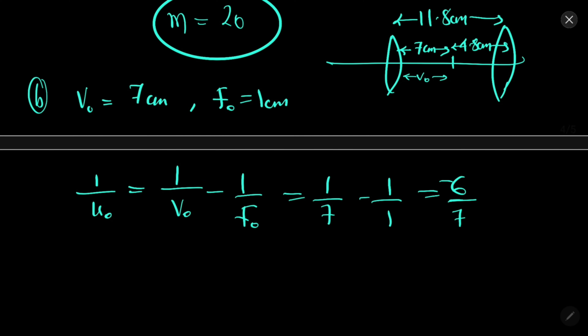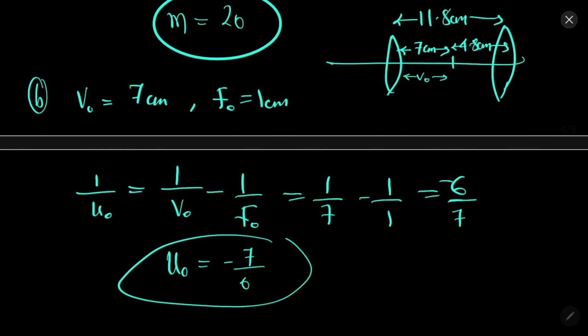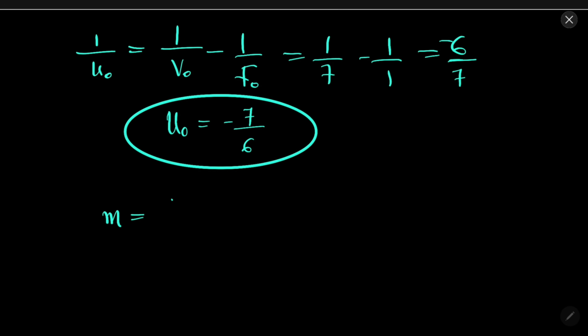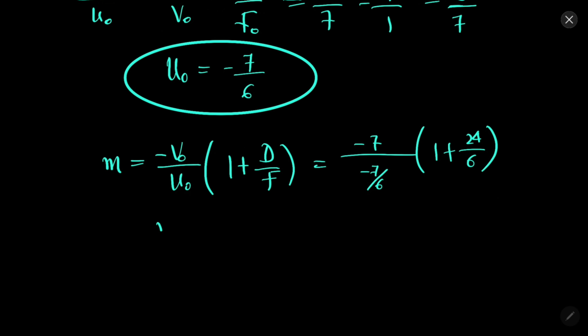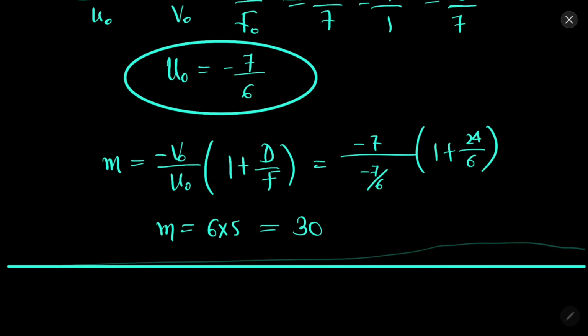So this will give us UO equal to minus 7 over 6. Now magnification is minus VO over UO, 1 plus D over F, equal to minus 7 over minus 7 by 6, 1 plus 24 over 6. So magnification will be 6 into 5, 30. So 30 times magnification.